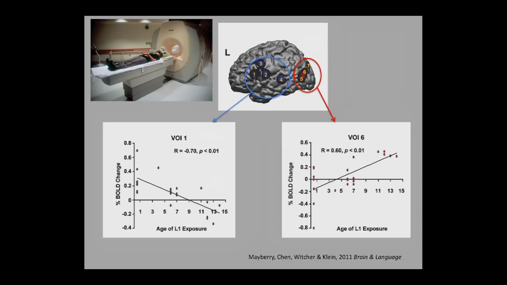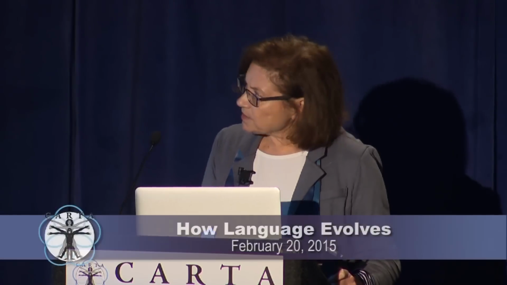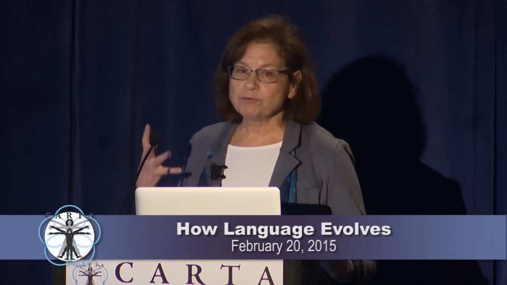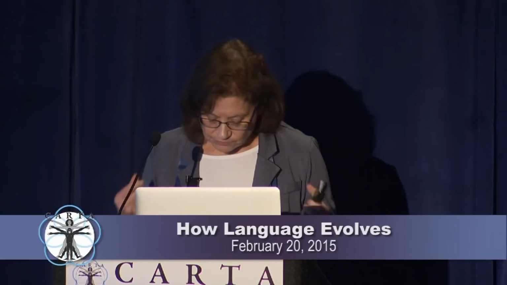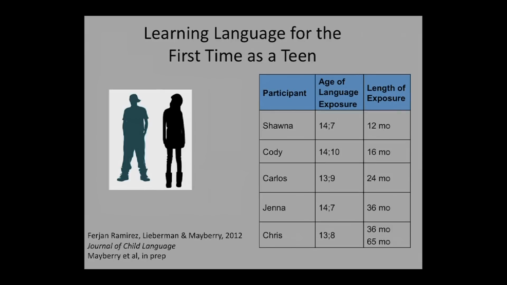So then the next question we had is how does language develop when an individual first starts to learn it when they're much older, for example, when they are a teen? And we have been very fortunate to have followed five or six children in our laboratory who had no language until they were 13 to 14 years of age for a variety of reasons. Two of these children are from the United States. These other children are from other countries.